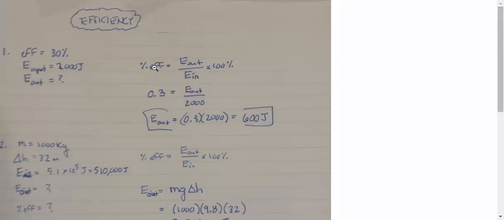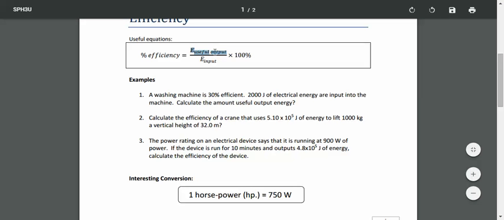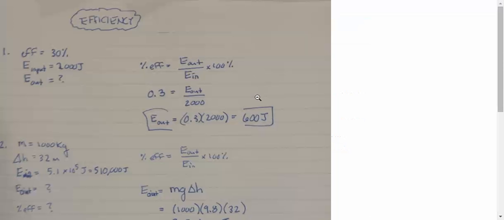If you wanted to leave it as 30 and leave the 100 over here, it'll come out the same at the end when you rearrange the formula. So that just becomes 0.3 times 2,000, so 600 joules, which makes sense. There's 600 joules actually output, and there was 2,000 input, which is only 30% efficiency.